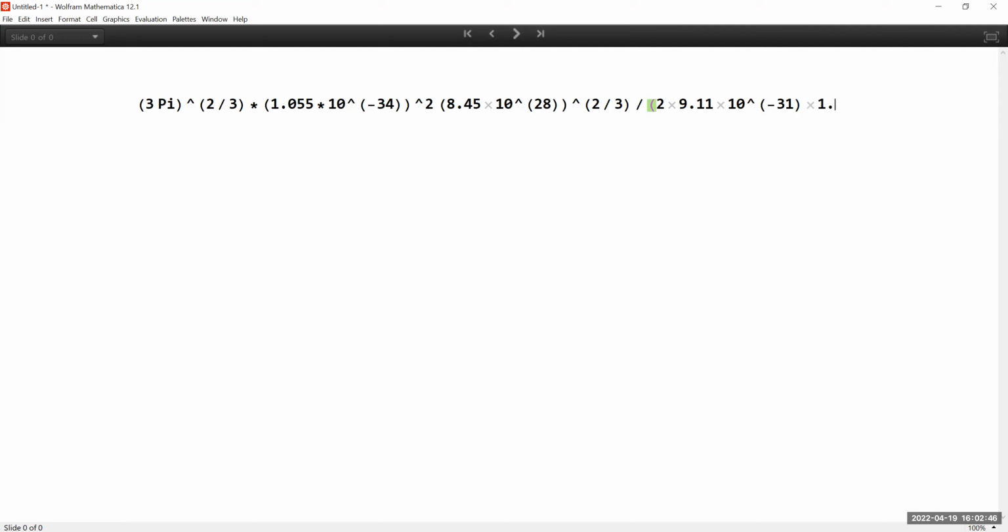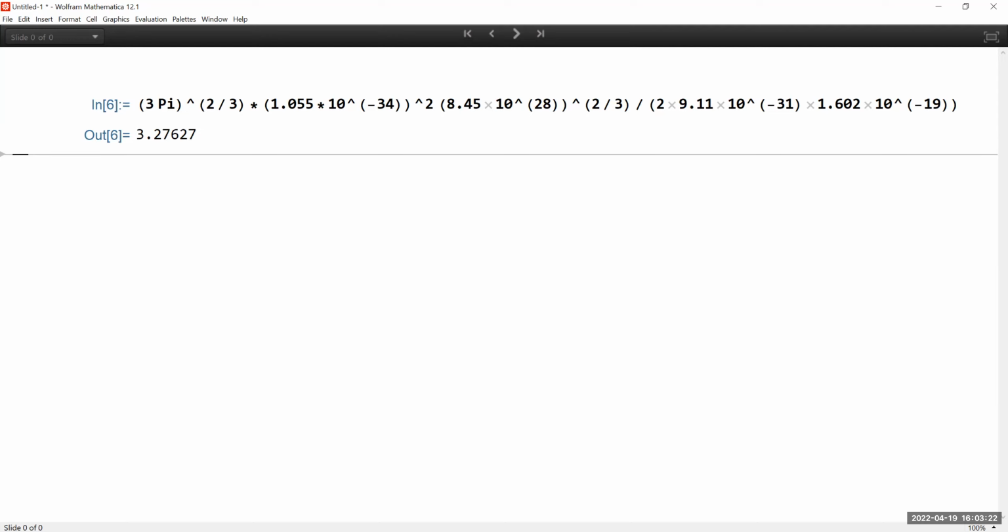Times the charge of the electron, which is 1.602 times 10 to the power negative 19. That is just to convert to electron volts, because typically these things are expressed in electron volts. Did I close this parenthesis? Yes. Okay, so it's giving me 3.27 electron volts.